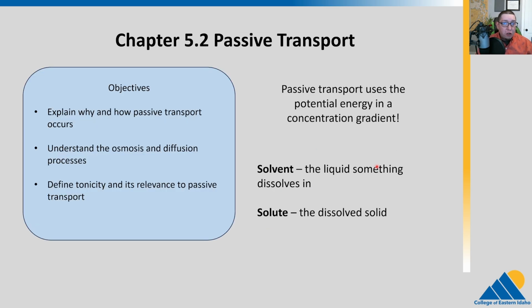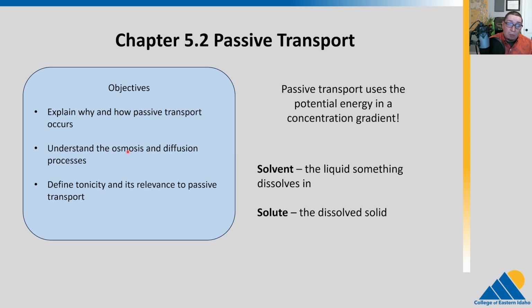In 5.2, we're going to start with passive transport. And I'm going to talk a lot about concentration gradients and some chemistry here because it is important for it. Passive transport doesn't need energy because it's using the potential energy in a concentration gradient. So there's a lot of potential energy in a high concentration. The molecules will flow down towards a low concentration. So we'll look at how passive transport occurs and why.